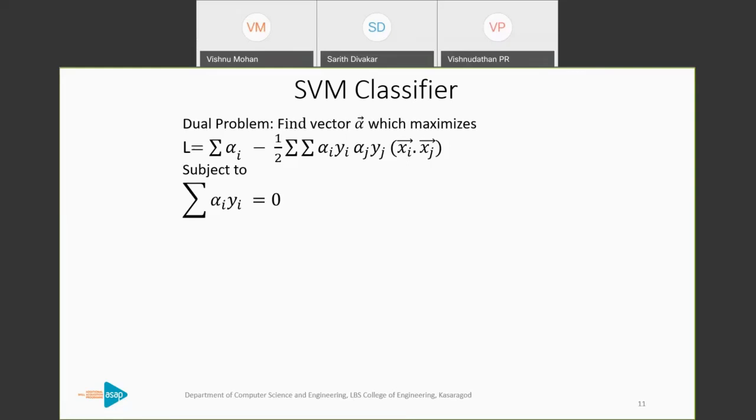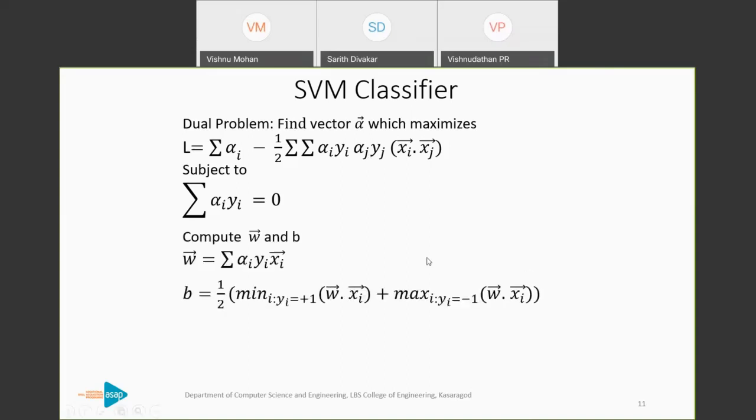Okay, as I said, when you deal with problems which are not linearly separable, you go into higher dimension. So in higher dimension also, you need to just take the dot product of samples. Now I am going to write the equations of W and B. The W we already know, it is the summation of alpha, y, and x i.